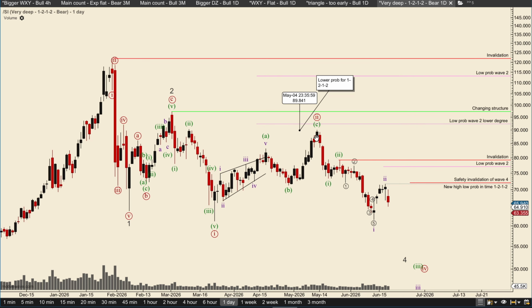So if we then move on to 1, 2, 1, 2, 3, 4, 5, 1, 2 here, you need to basically count it like this, because if you have the 1 and 2 in different places here, you now invalidate some of the wave 4s in other possible counts. It's not hard invalidation, it's just breaking guidelines. So I haven't shared all of the variations of these because it will be too much, but this is my main count for the bearish count.